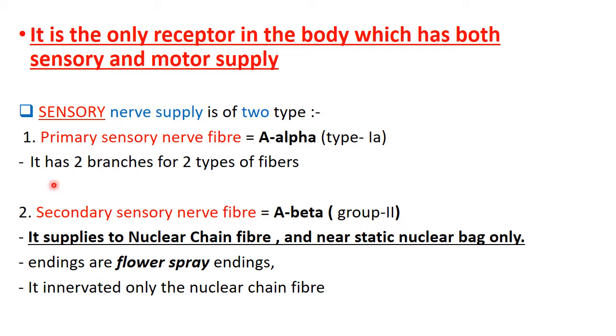The primary sensory nerve fibers branch into two and supply two types of fibers: the dynamic nuclear bag fibers and the nuclear chain fibers. The secondary sensory nerve fibers, group 2, supply the nuclear chain fibers and the static nuclear bag fibers. So both nuclear bag fibers, whether dynamic or static, have different functions and different supply. Now the ending of the nerve fibers: usually it is a flower spray ending in the nuclear chain fibers, and in bag fibers it is an end plate type.